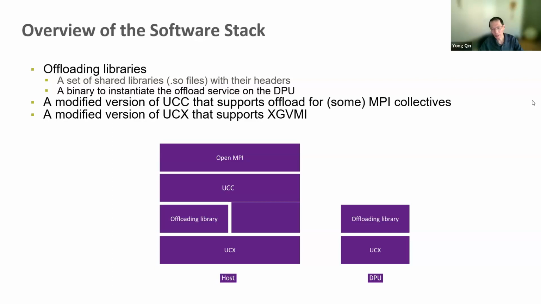On the DPU side, the stack is a lot simpler. Basically we have UCX because that's our low-level communication library, and then we have Mimosa, and that's it.